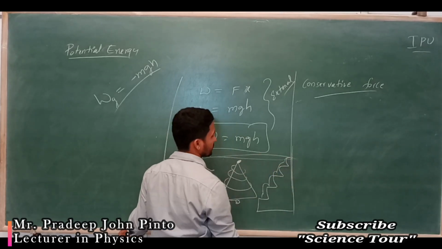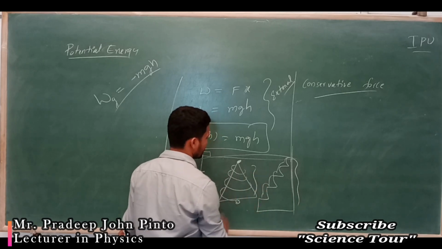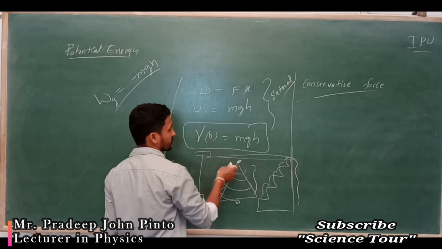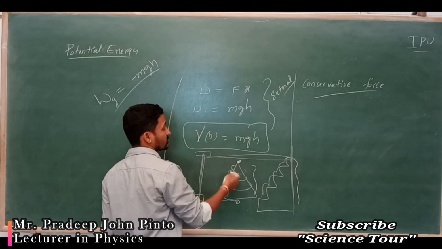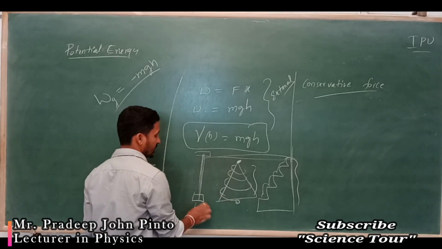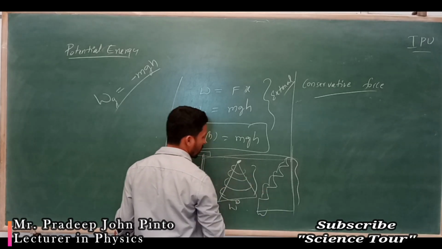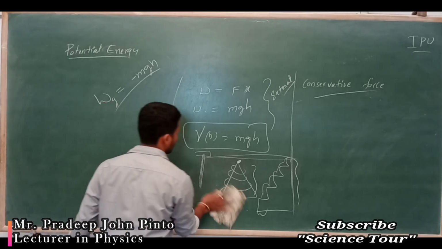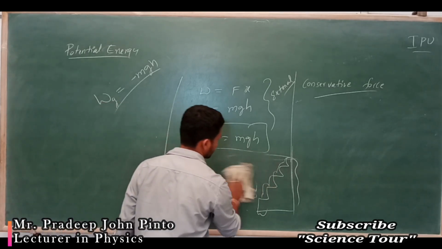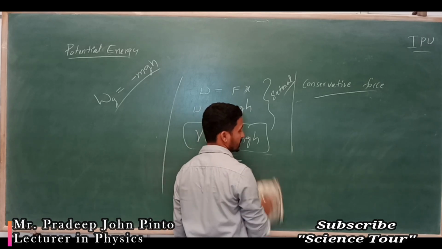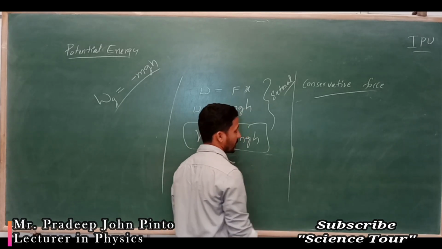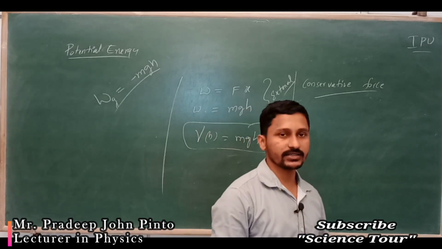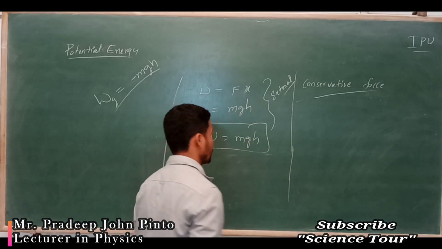Same height is same, whatever may be the path, but it depends on displacement. So the work done in all these cases is the same, which means that it is a conservative force. If the work done by the force depends only on the initial and final points, and does not depend on the path, then it is a conservative force.